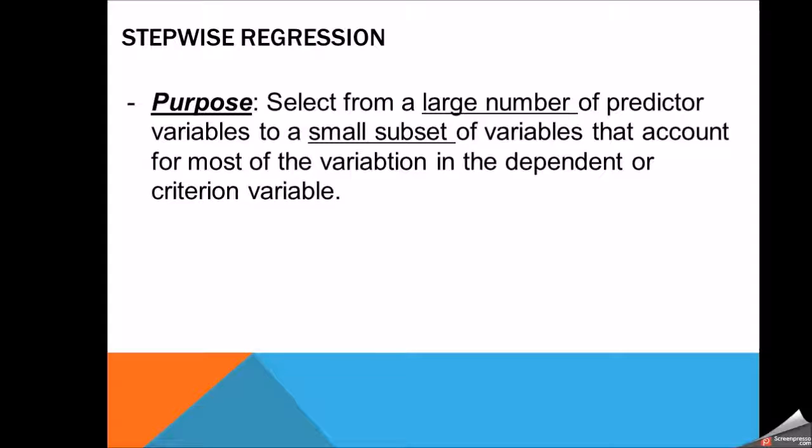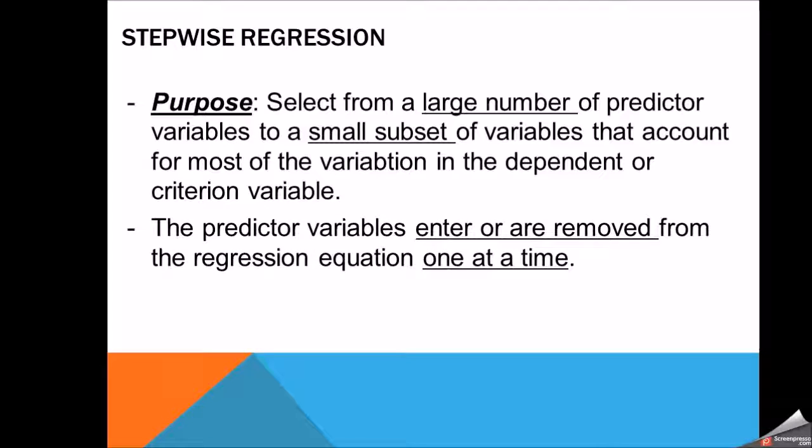So, stepwise regression is a method of fitting regression models in which the choice of predictor variables is carried out by an automatic procedure. The purpose of stepwise regression is to select from a large number of predictor variables a small subset of variables that account for most of the variation in the dependent criterion variable. And the predictor variables enter or are removed from the regression equation one at a time.